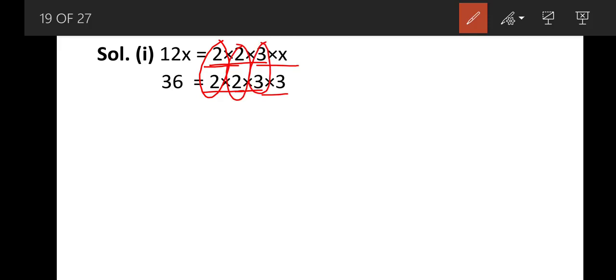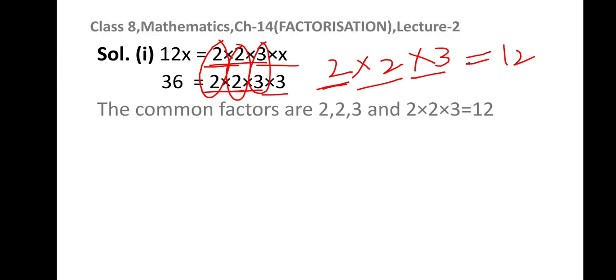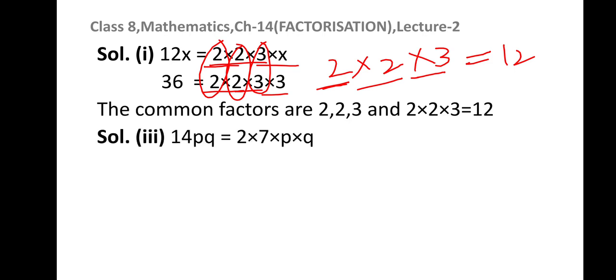So what will be the answer? These 2s will be written one time each, that is 2 into 2 into 3. That is 12 will be your answer. The common factors are 2, 2, 3, and you can write the answer after multiplication also. Simple as this. Let us see the third part.